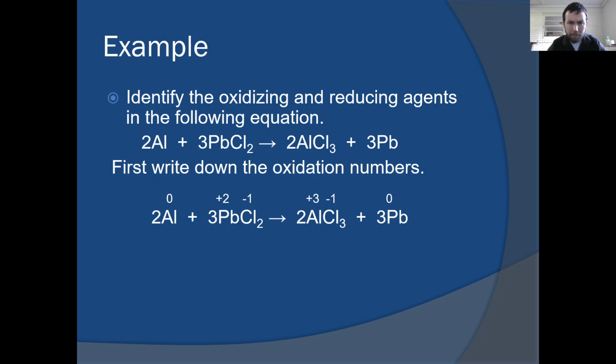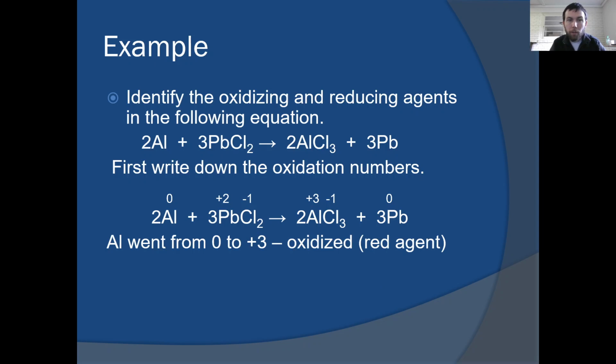Moving over to the product side, the aluminum has a +3. The chlorine in the compound has a -1. And our lead has an oxidation state of 0. Now, from that, we can easily identify what substances were oxidized and what substances were reduced. Our substance that was oxidized is the aluminum, right? Aluminum went from a 0 oxidation state to a +3. It was oxidized, so it is the reducing agent. It lost electrons. It allowed for another substance to be reduced because it took the electrons from aluminum and transferred them to the substance that was reduced.